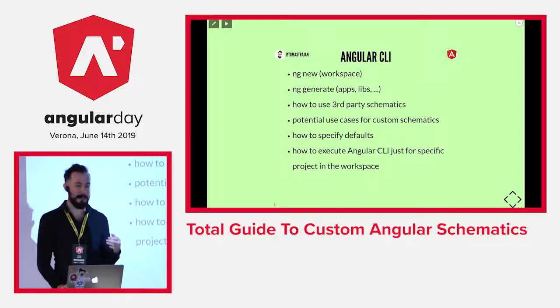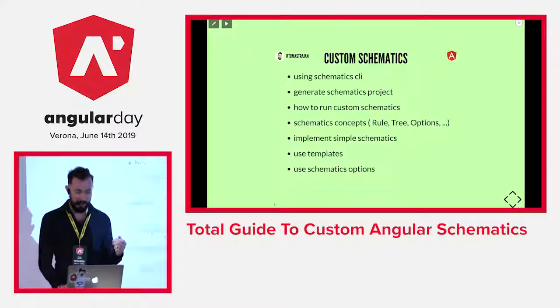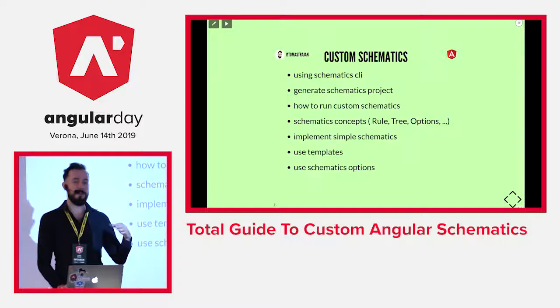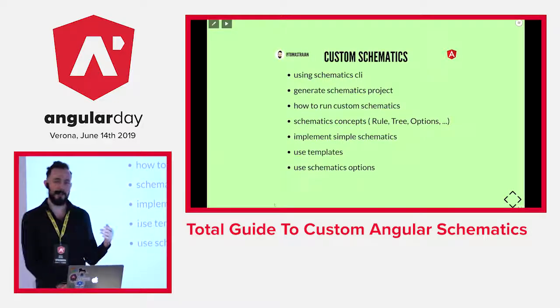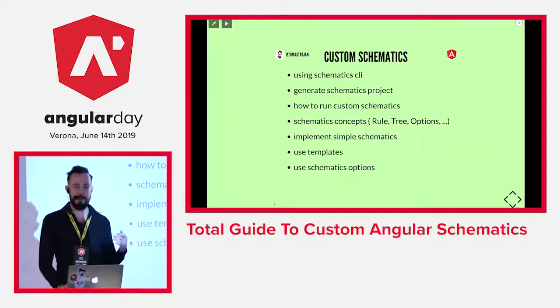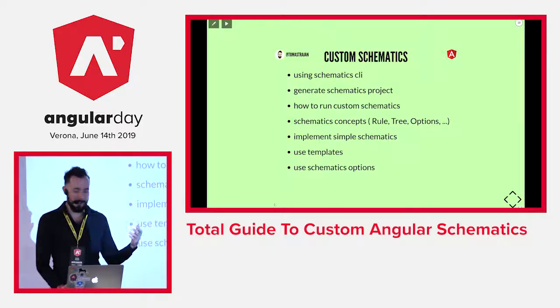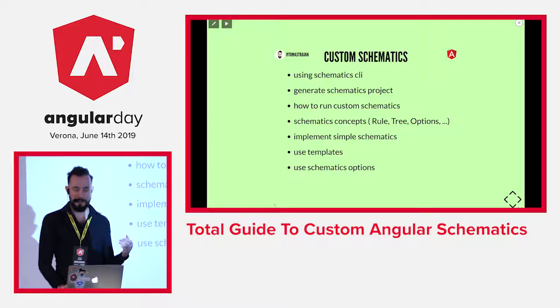Then we showed how we can specify the project-wide and repo-wide defaults to make it even more convenient, and how to execute the schematics for a specific project with the --project flag. After that, we showed that there is also a dedicated schematics CLI, so not just ng generate, but the schematics CLI itself, which can generate a schematics project. And we showed how we can run these custom schematics for development and how to test them and so on. We spoke about concepts like rule, tree, and options, which help us to get things done in the schematics, and we implemented a simple schematic.